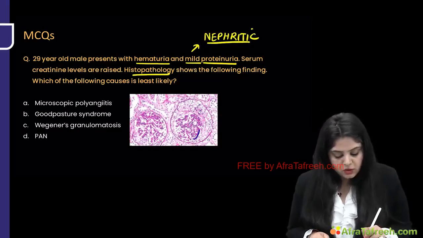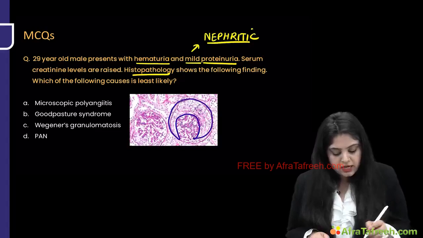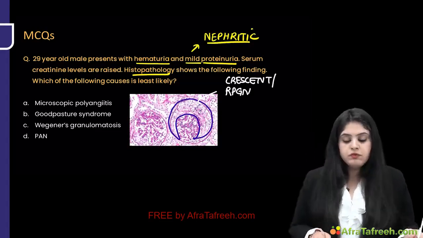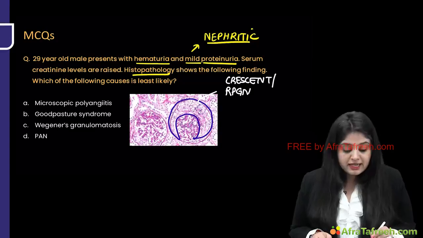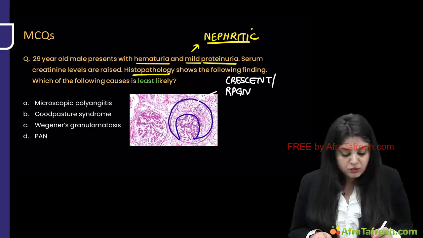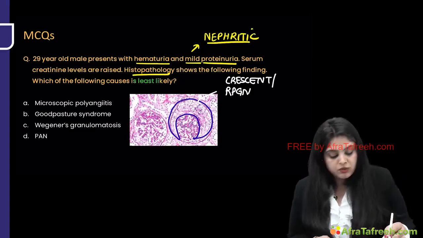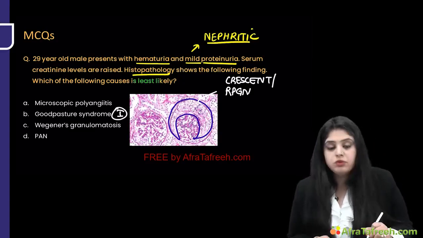What do you see in histopathology? Do you all see that crescent? I hope you started thinking of the crescent or the RPGN. You started thinking of rapidly progressive glomerulonephritis. Yes. Which of the following causes is least likely? This is what students don't read. Least likely. Guys, RPGN type 1 was what? RPGN type 1 was Goodpasture syndrome.